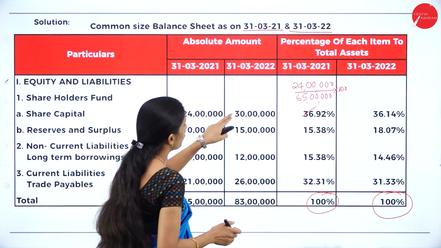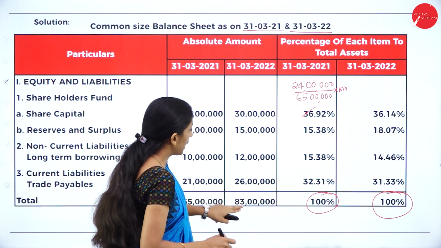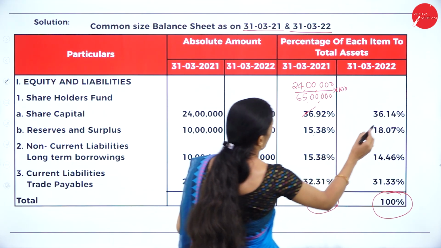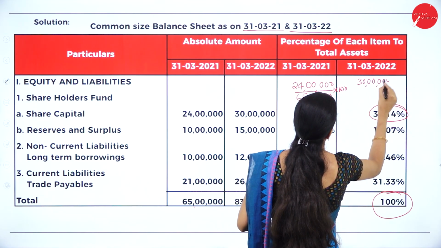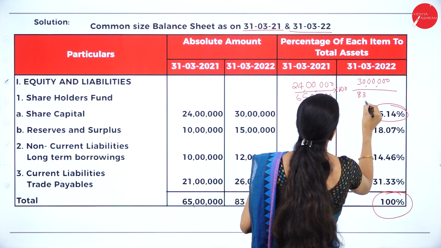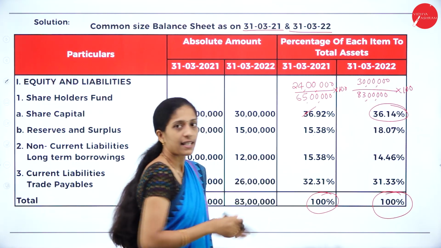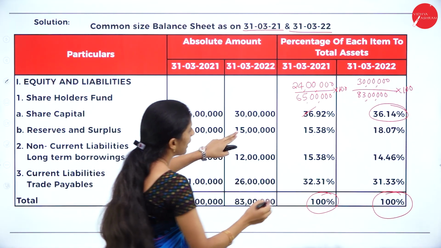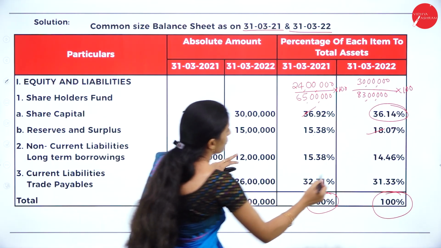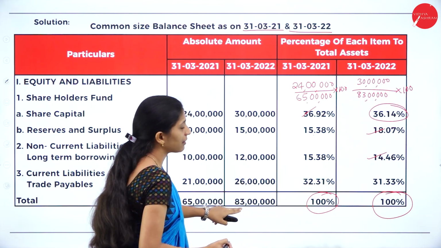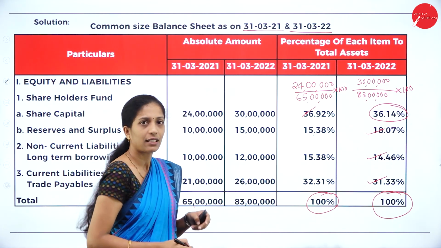For 2022, how do you write? 30 lakh divided by 83 lakh into 100. 15 lakh divided by 83. Now in order to get 36.14, how do you get? 30 lakh divided by total 83 lakh into 100. For 18.07, 15 lakh divided by 83 lakh into 100. Next for 14.46, 12 lakh divided by 83 lakh into 100. Next 31.33, 26 lakh divided by 83 lakh into 100.